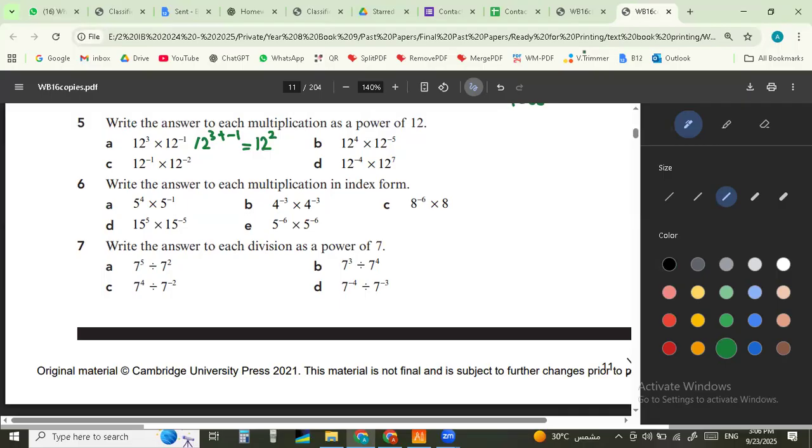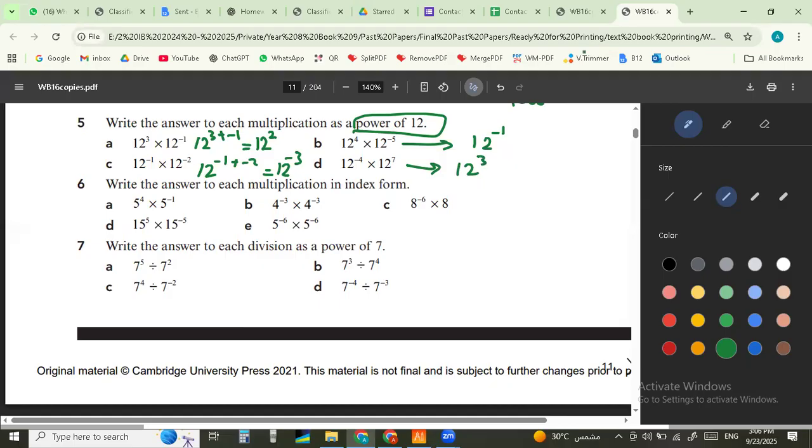They want it as a power of 12, which means you are not supposed to answer it. You cannot say it is 144. Why, mister? Because they want it as a power of 12, so you must leave it this way, 12 to the power of 2. Here, if you multiply, we add the powers, so it is 12 to the power of negative 1 plus negative 2, which is 12 to the power of negative 3, and leave it this way. This one is 12 to the power of 4 plus negative 5, which is going to be negative 1. And the last one here is 12 to the power of 3.